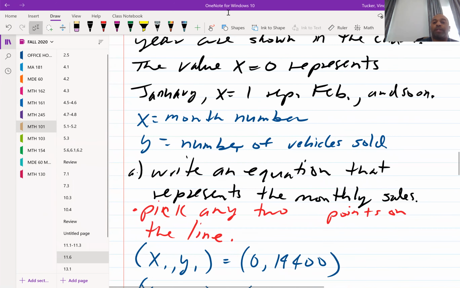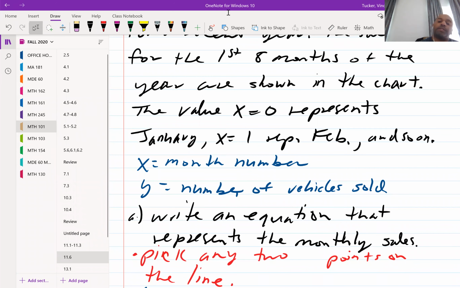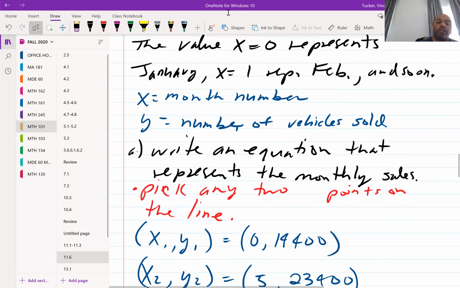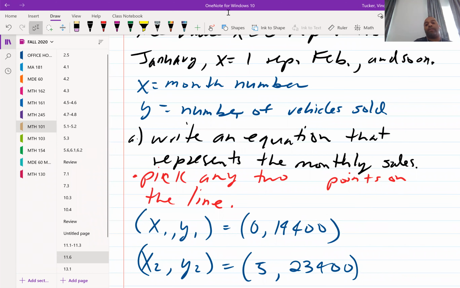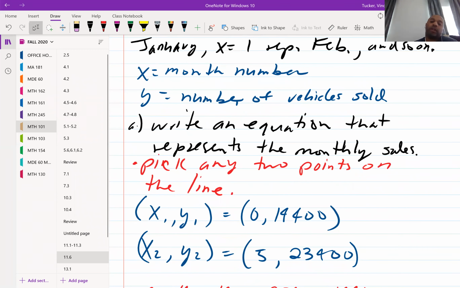All right, and so don't forget we're getting these values from a chart that was given to us. I didn't write the chart, I just chose any two values or any 2 points on that line that they gave us in the chart. So any 2 points would have given us the correct equation. So I got 0 and 14,400, and then 5 and 23,400.